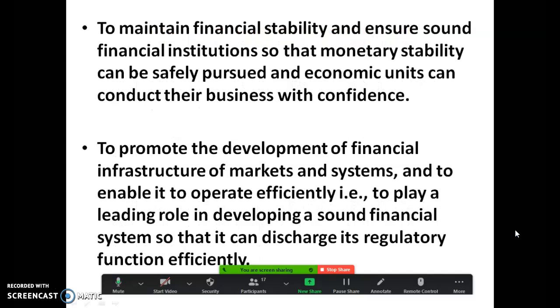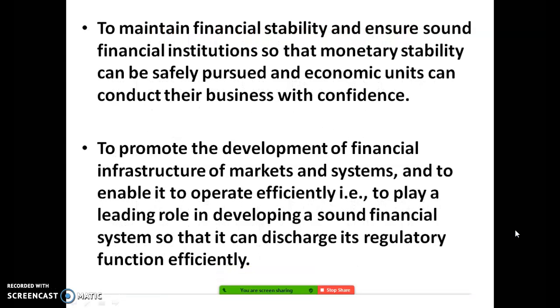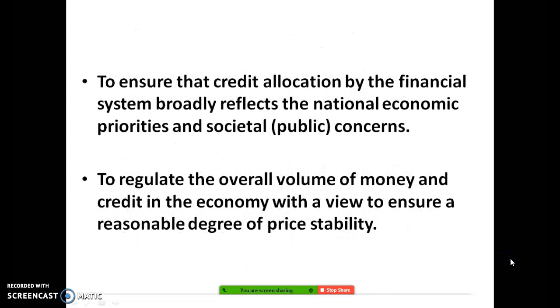To maintain financial stability and ensure sound financial institutions so that monetary stability can be safely pursued and economic units can conduct their business with confidence. To promote the development of financial infrastructure of markets and systems and to enable it to operate efficiently. To play a leading role in developing a sound financial system so that it can discharge its regulatory function efficiently.